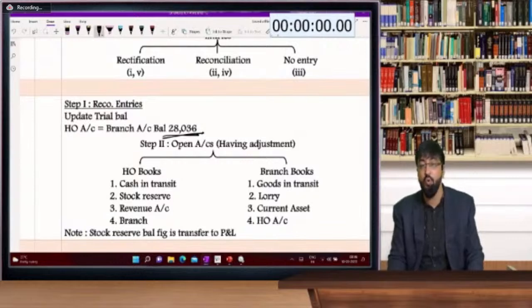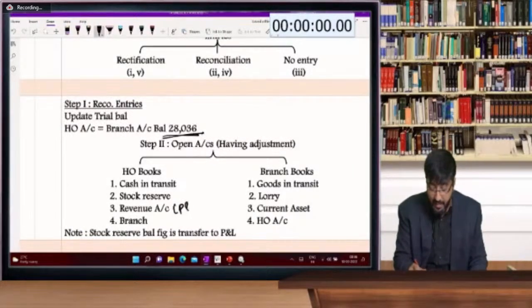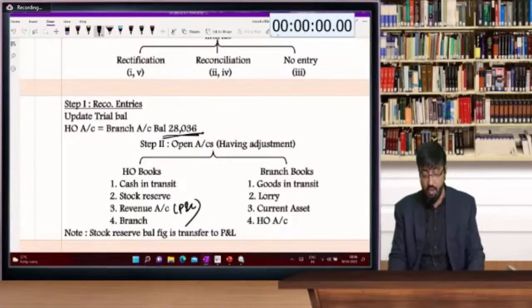Step 2, open those accounts in which you are having adjustments. Cash in transit, stock reserve, revenue account. Revenue account means here it is P&L account and branch account. Stock reserve balancing figure is transferred to P&L, and that's why P&L account is open. Branch books only goods in transit, lorry or motor vehicle, current assets and HO account.